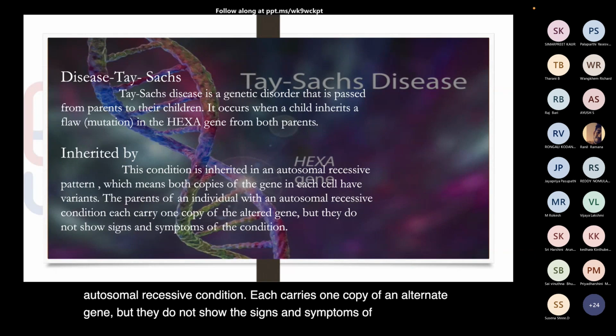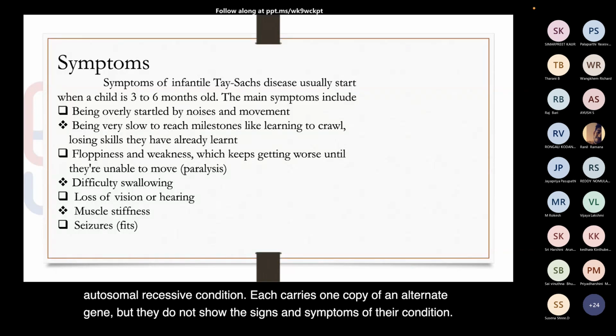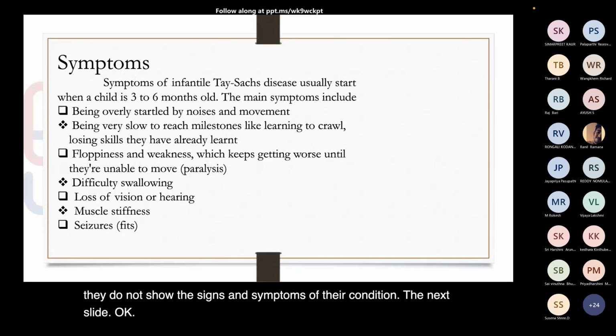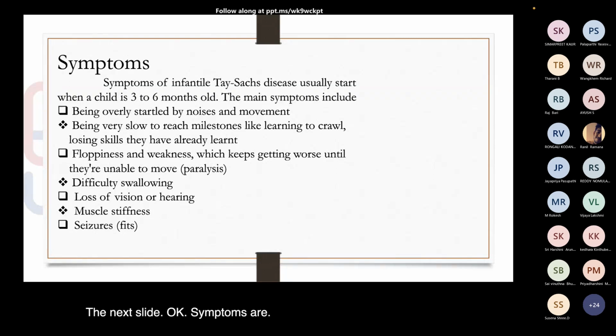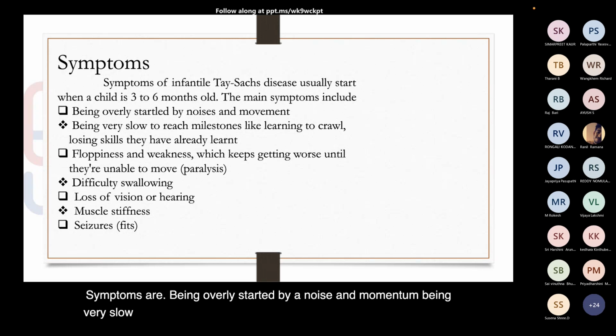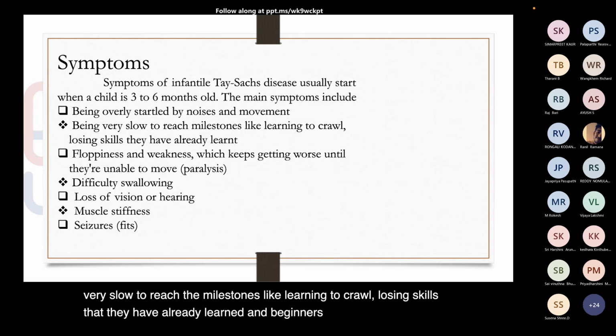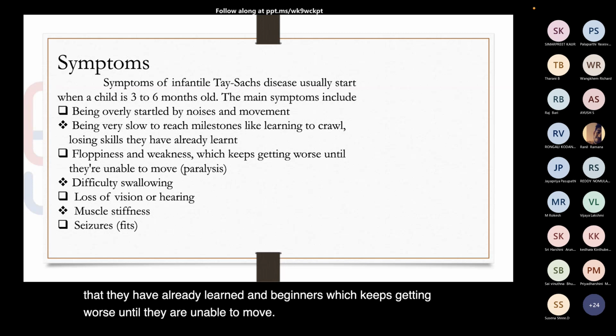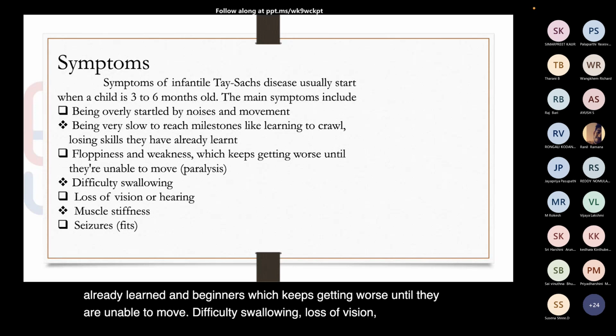Symptoms are being overly startled by a noise and movement, being very slow to reach milestones like learning to crawl, losing skills that they have already learned, floppiness and weakness, which keeps getting worse until they are unable to move, difficulty swallowing, loss of vision or hearing, muscle stiffness, and seizures.